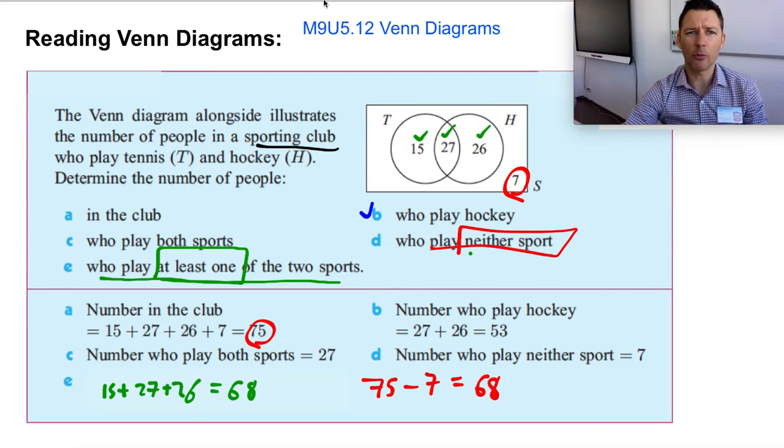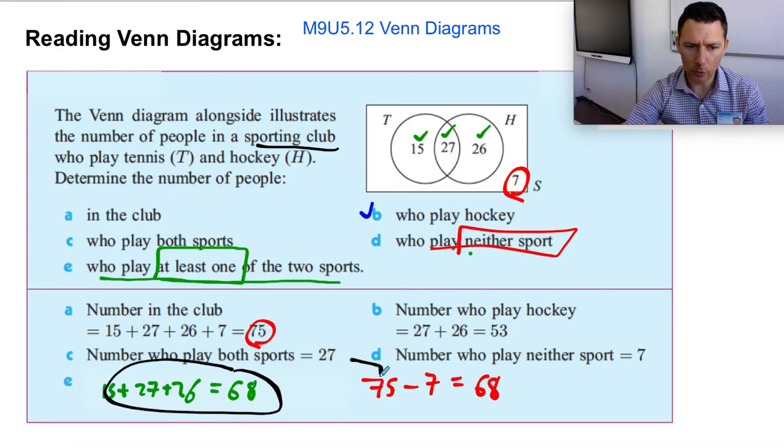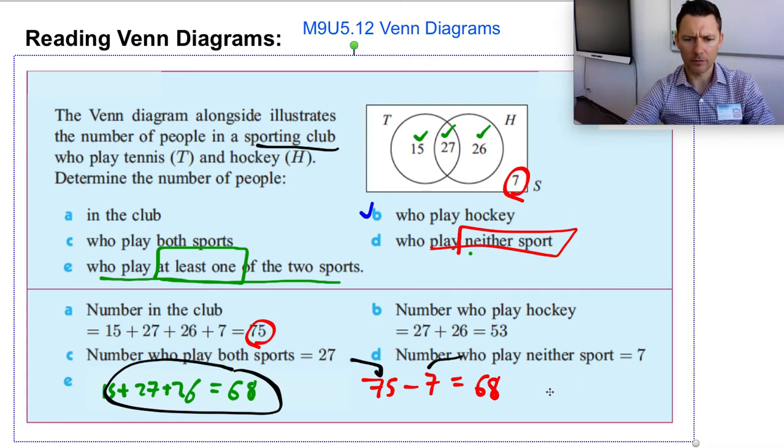Sometimes we don't have enough information to do this, so we can play this trick, total minus the one we don't want. All right, let's check.